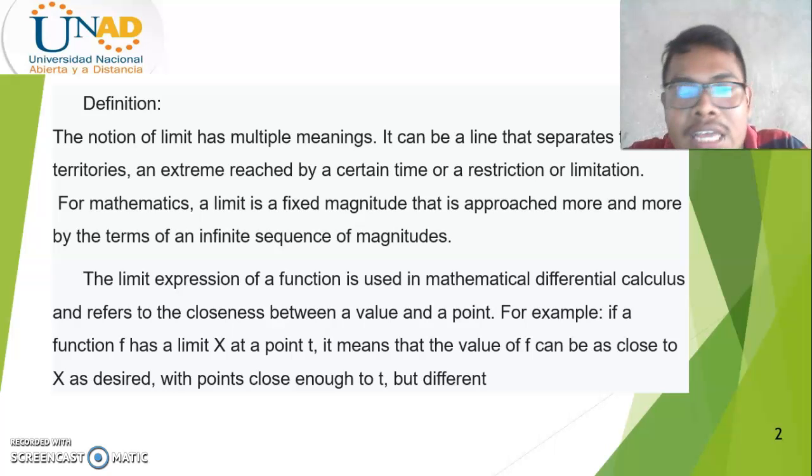For example, if a function f has a limit x at the point, it means that the value of f can be as close to x as decided, with points close enough to that, but different.